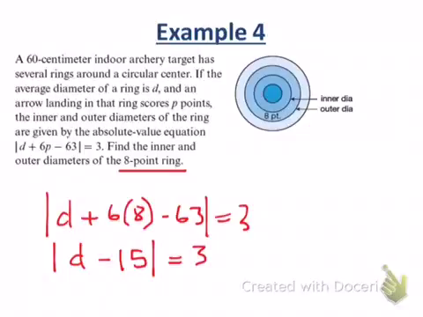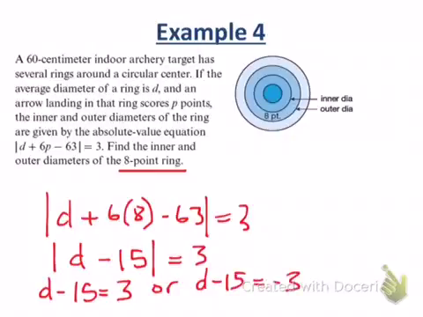So our two equations that will yield our two solutions are D minus 15 equals 3, or D minus 15 equals negative 3, because absolute value equations always split unless they're equal to 0 or a negative number. The two solutions will be D equals 18 or positive 12. Negative 12. No, positive 12. Positive 12. Right? Positive 12.